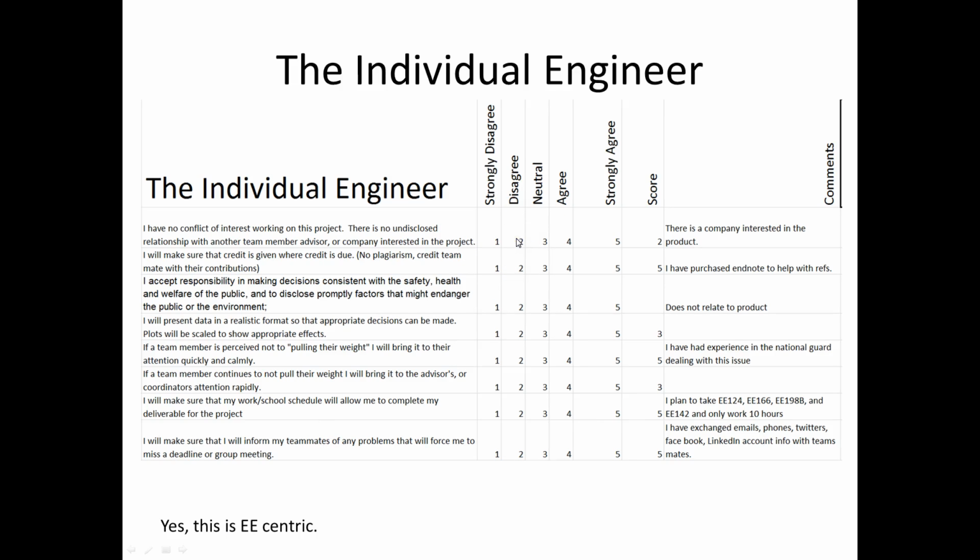So, for instance, I have no conflict of interest working on this project. If you strongly disagree, that means, hey, you do have a conflict of interest, and you would put a 1 in the score. And then you would really have to not just leave it as 1, meaning there's an ethical problem, you have to write over here how you're going to fix it. And so you go through filling out these numbers, and then it gets summed up.